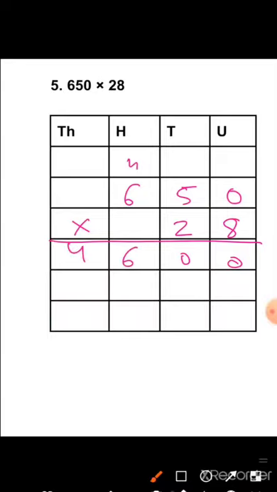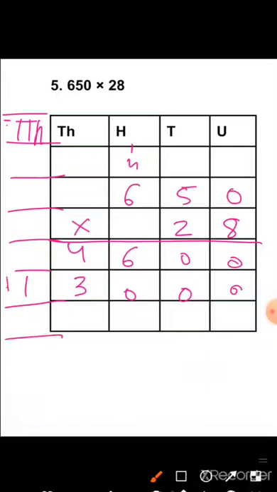Put 0. 2 zeros are 0. 2 5s are 10. 0 down. 1 carry forward. 2 6s are 12. 12 plus 1, 13. Again, we will draw one more box. That is 10,000.